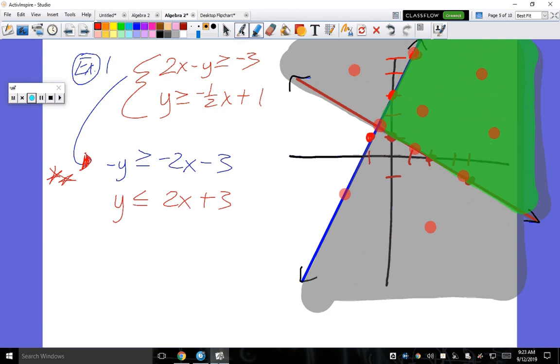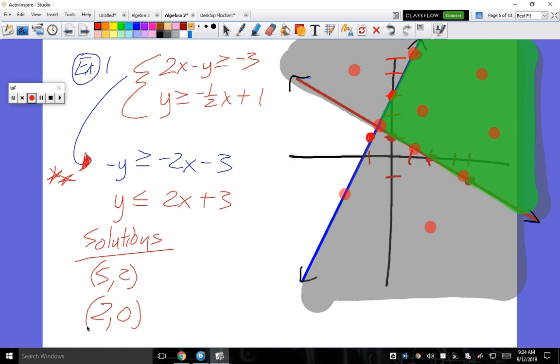So give me some points. Olivia, what's the first point that you can make out of thin air that would be one solution? 5, 2. Perfect. Okay, Kendall, what's another one that you could make? 2, 0. Now remember, if I did this correctly, I can check my points by putting the x value of 2 and the y value of 0 into both of these equations. Guys, you can check your answers big time in this unit.